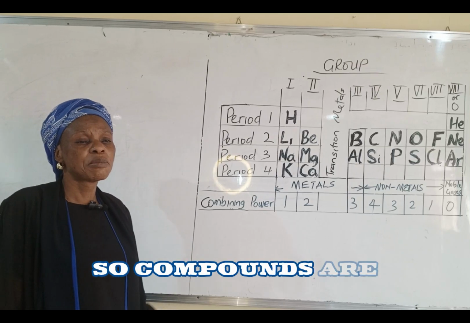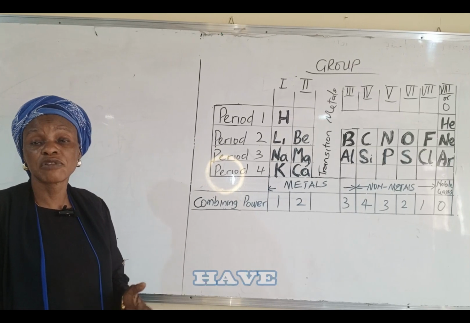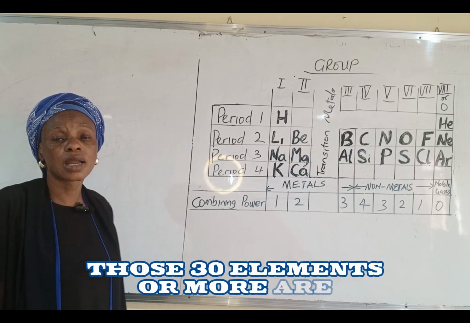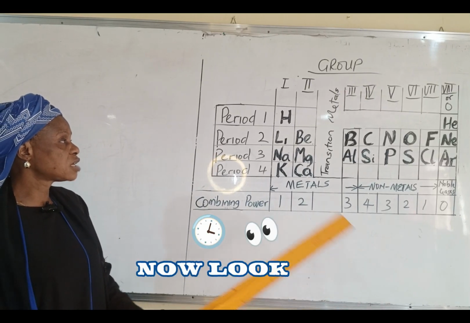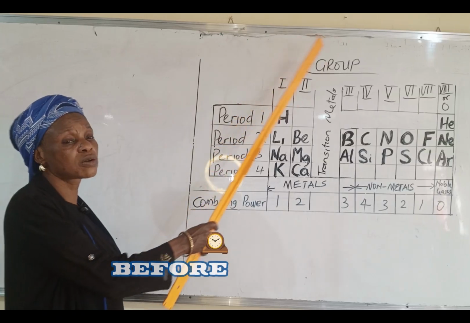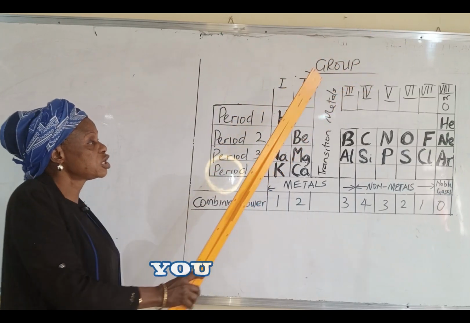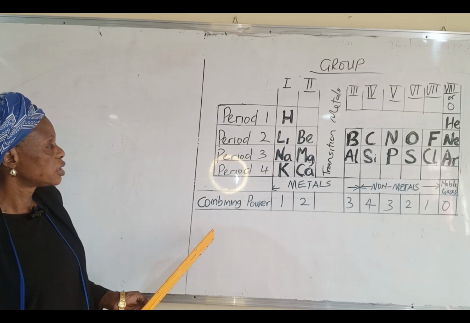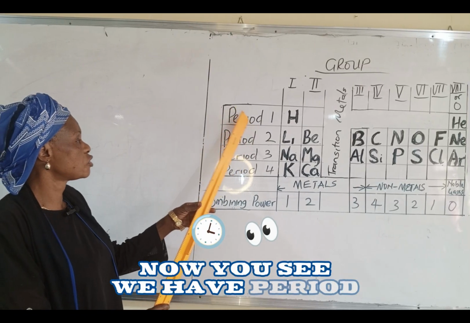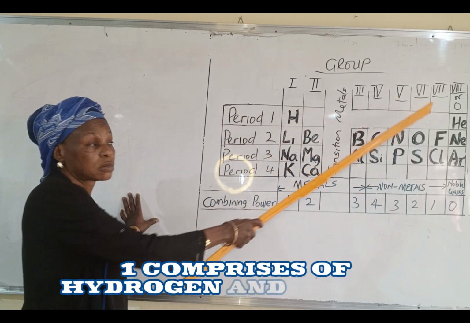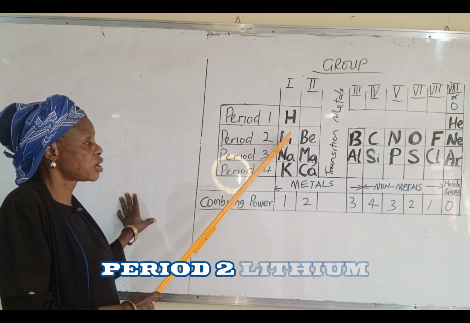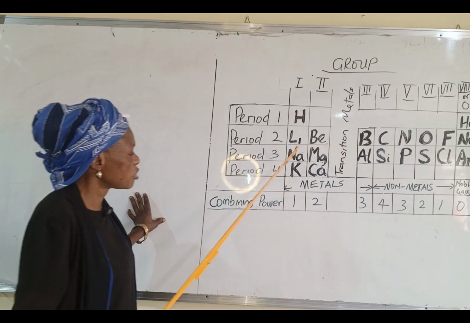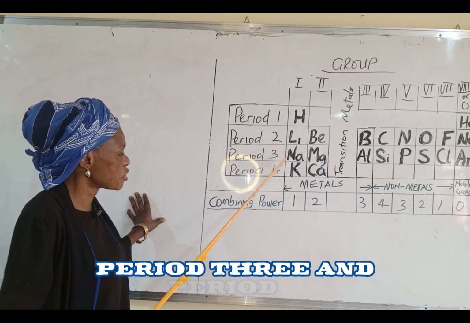So compounds are made up of two or more elements that we have in the periodic table, like I've told you, those 30 elements or more that are chemically combined. Now look at the portion of the periodic table. Before you can write formulae of compounds, you need a portion of the periodic table like this one that we have on the whiteboard. Now you see we have period 1 comprises hydrogen and helium. Period 2: lithium, beryllium, boron, carbon, nitrogen, oxygen, fluorine, neon. Period 3 and period 4.